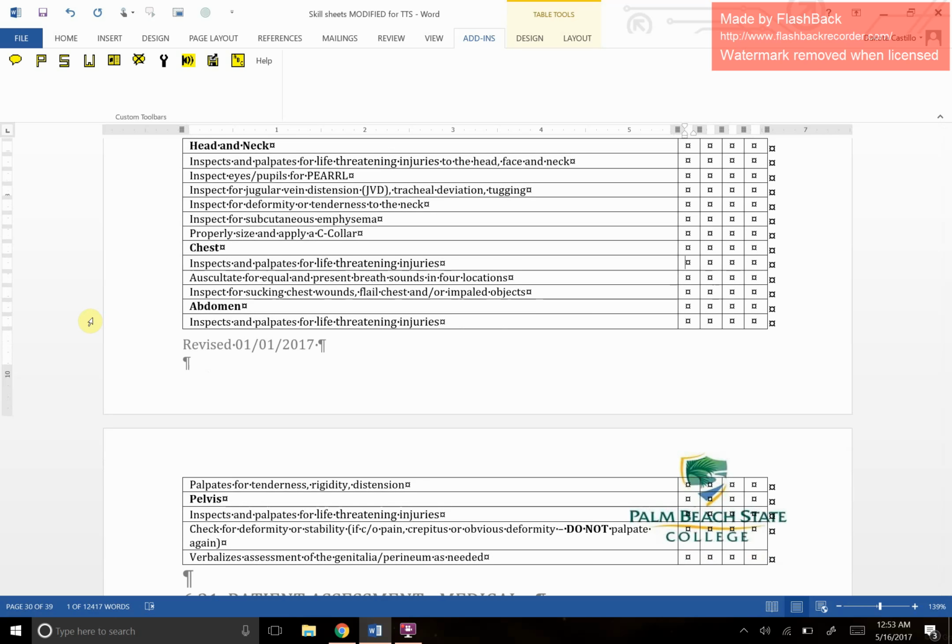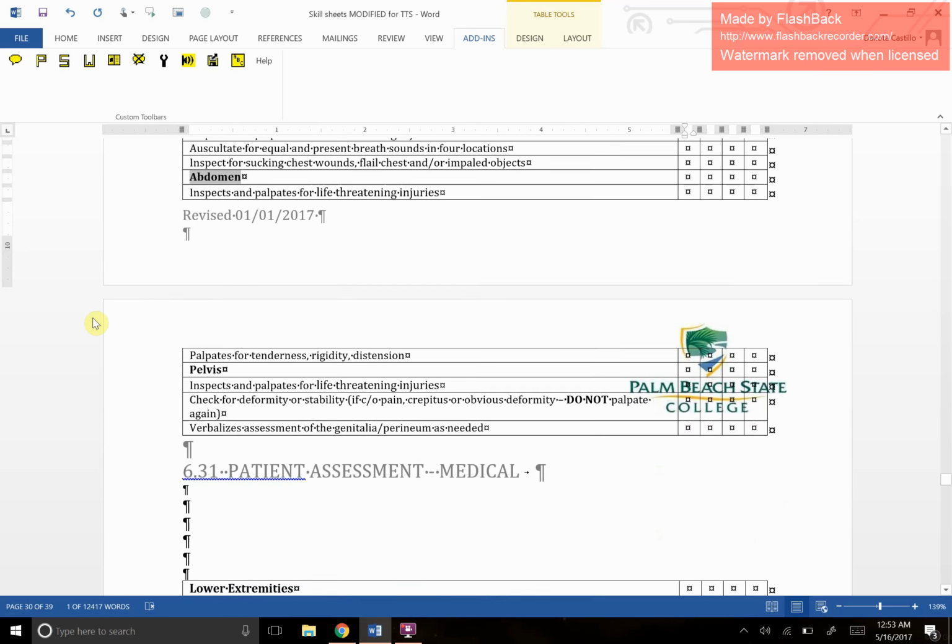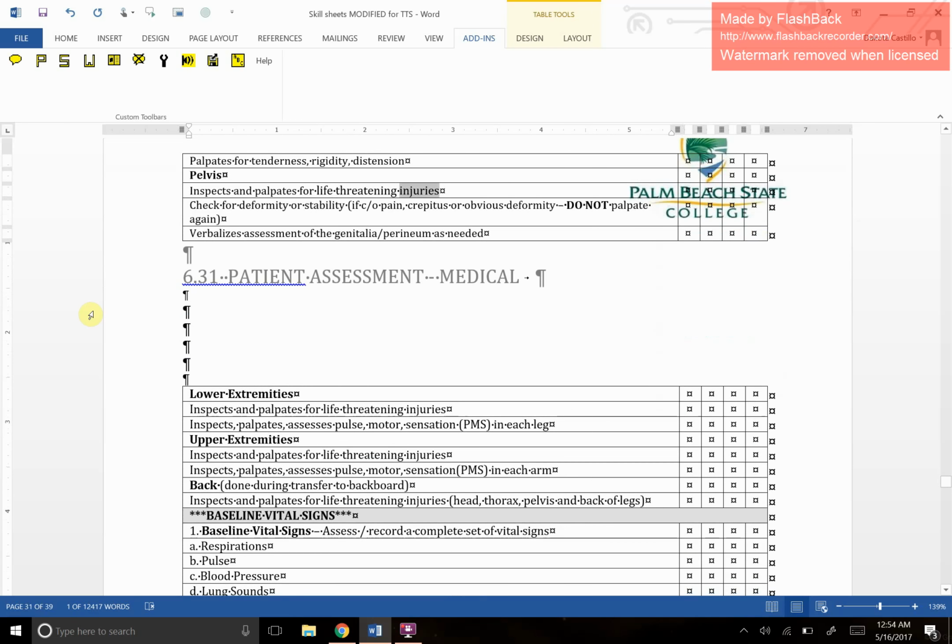Chest. Inspects and palpates for life-threatening injuries. Auscultate for equal and present breath sounds in 4 locations. Inspect for sucking chest wounds, flail chest, and slash or impaled objects. Abdomen. Inspects and palpates for life-threatening injuries. Palpates for tenderness, rigidity, distension. Pelvis. Inspects and palpates for life-threatening injuries. Check for deformity or stability. If C/O pain, crepitus or obvious deformity, do not palpate again. Verbalizes assessment of the genitalia/perineum as needed.